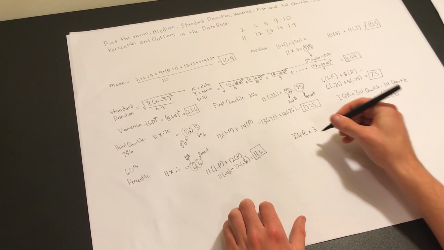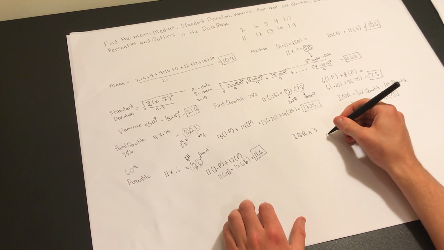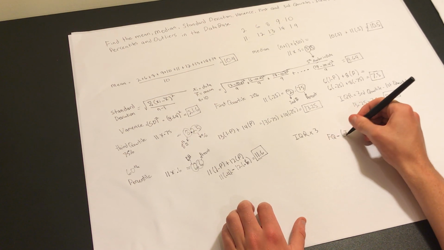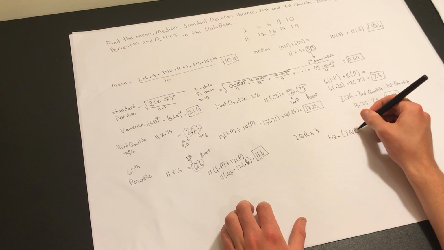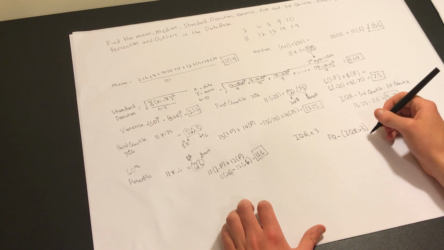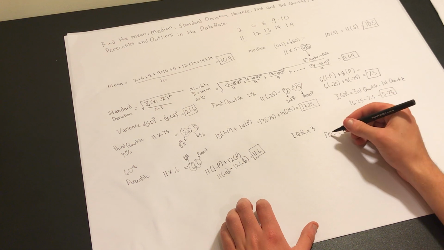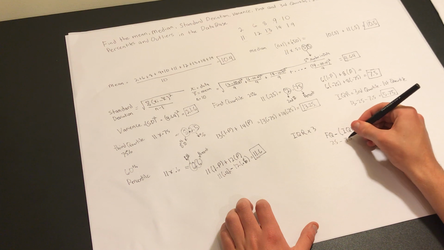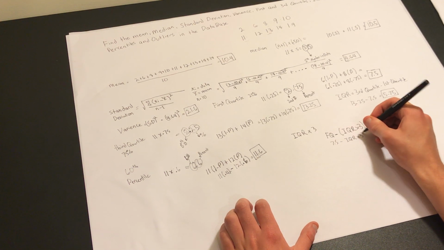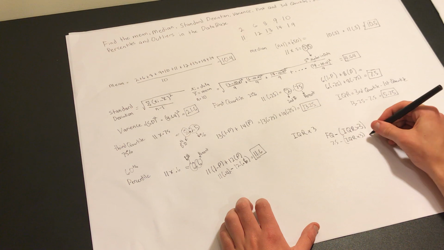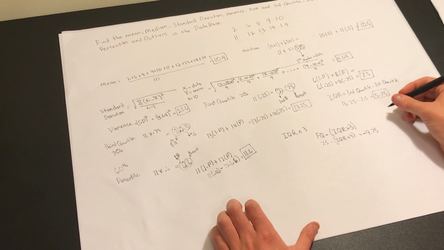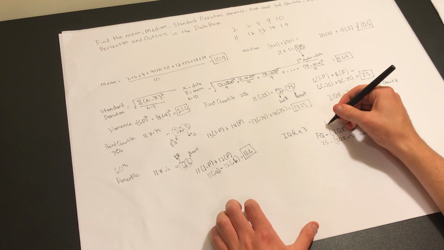So what you do is, for the lower bound, you do the first quartile minus interquartile range times 3. So 7.5 minus the interquartile range times 3, and you're going to get negative 9.75. And that's for the lower bound.